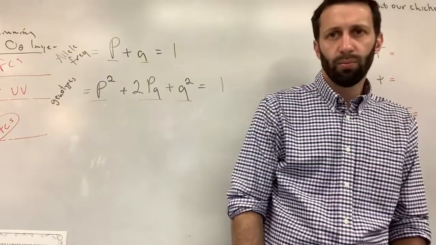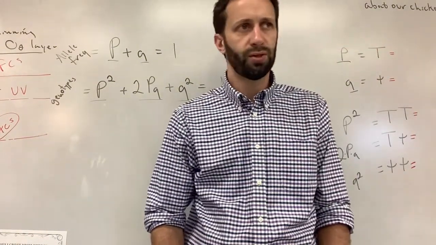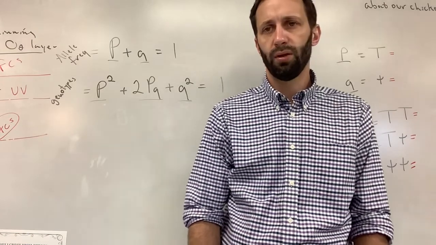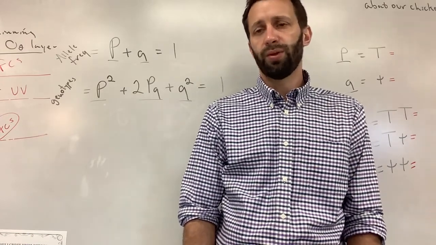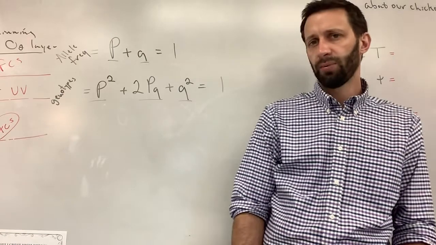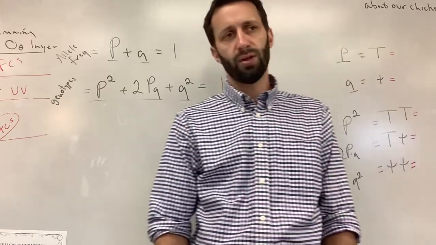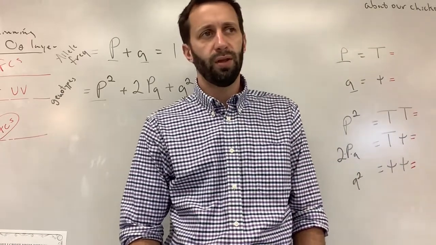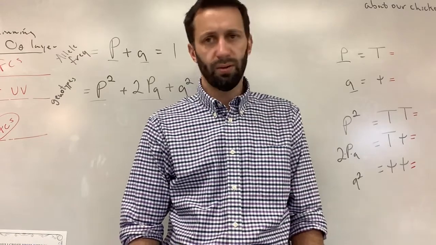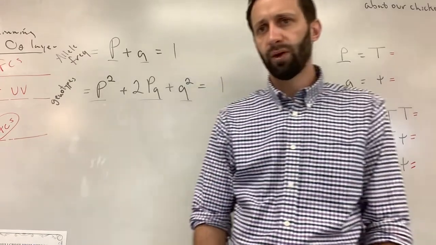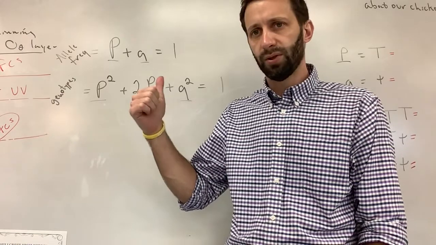So Hardy-Weinberg, there's a couple equations here, and it's basically a way of determining a couple things. You can determine the allele frequency in a population if you have certain information, and you can also determine the genotypic frequencies of a population. And so we have a couple of equations here. P plus Q equals 1.